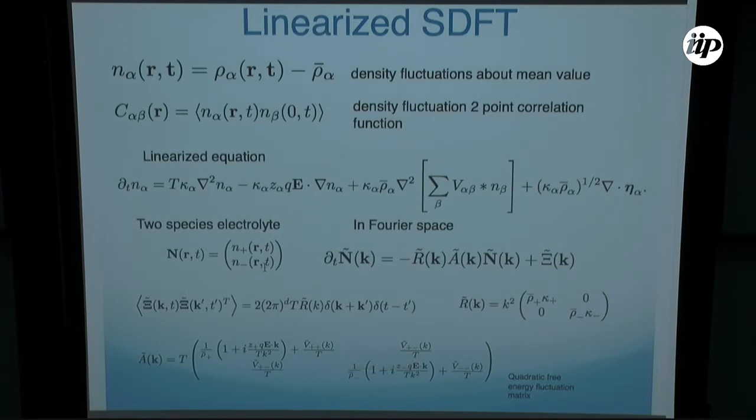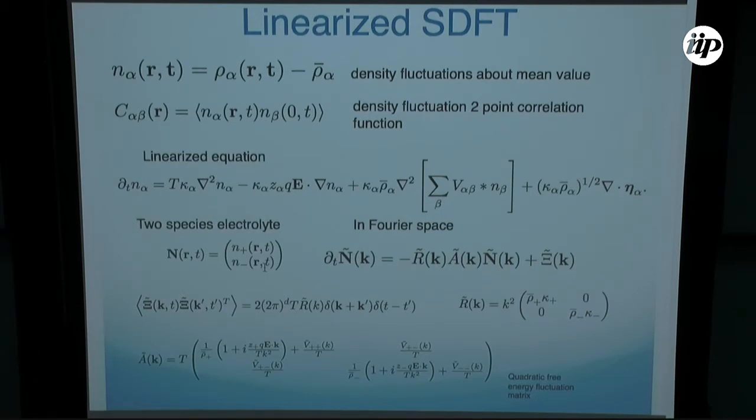So what I'm going to do is linearize my stochastic density functional theory. I'm going to look at the density fluctuations about the average mean value of the density, okay? And I'm going to look at the correlation function of these density fluctuations. So I can write down a linearized equation, and it takes this form here. Because I've got two species, I have a coupled differential equation between the fluctuations of the positive charges and the fluctuations of the negative charges, and I get a Gaussian field theory with this dynamics, okay.